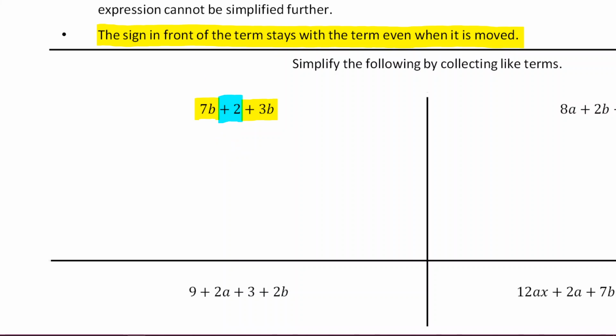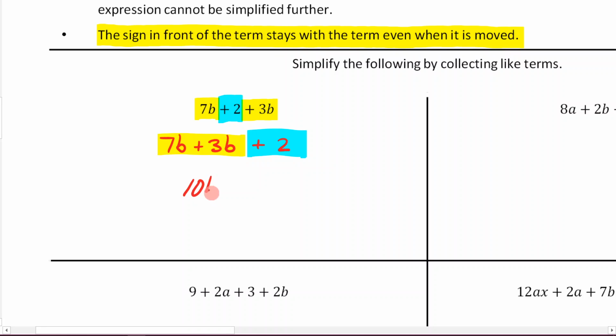Now what I'm going to do is move my two like terms next to each other. So 7b plus 3b, and then I have this plus 2 here. So I've moved my two like terms next to each other, and the term that is not like I've put by itself. Now I can collect these like terms. So what is 7b plus 3b? Well, that's going to be 10b, and then I just have to add this 2 on the end. That is going to be my answer.